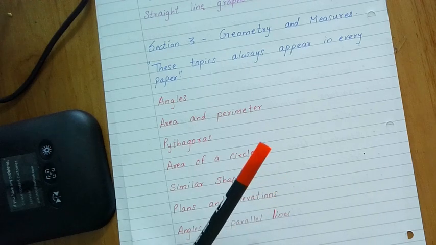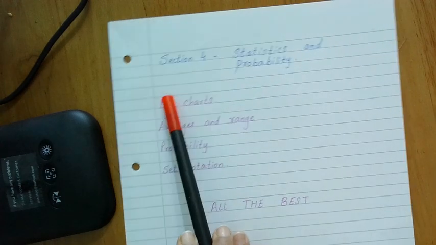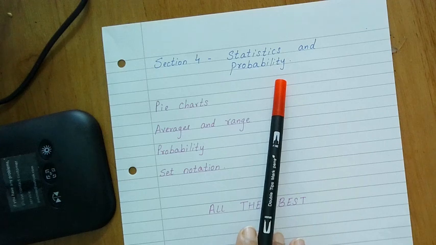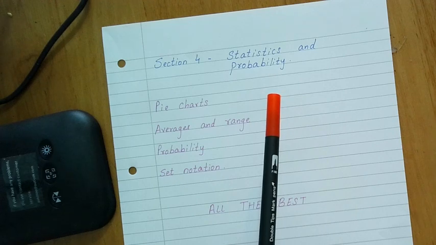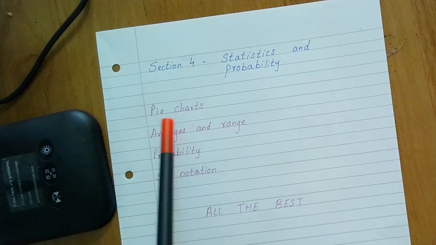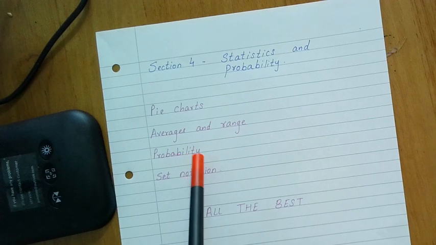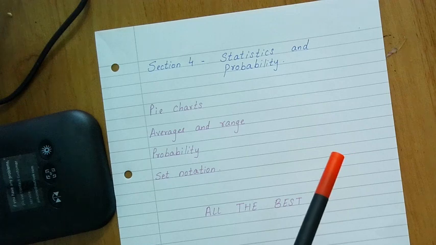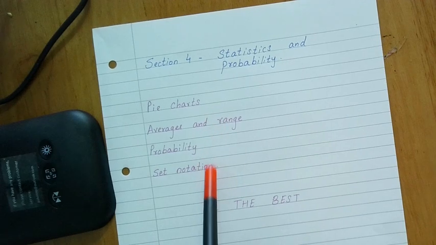Alright, let's see section 4, statistics and probability. Many students ignore these topics, but they are guaranteed marks, so you should not ignore them. Pie charts, averages and range, probability, set notation. If you practice these properly, they are easy marks. So master these topics also.